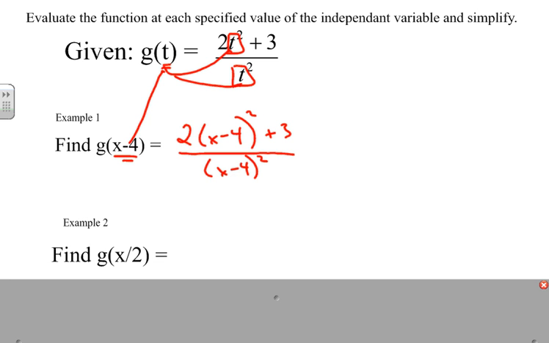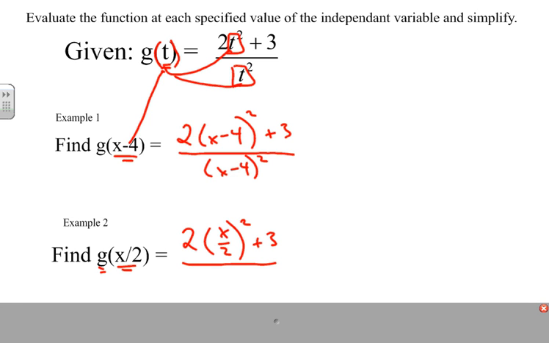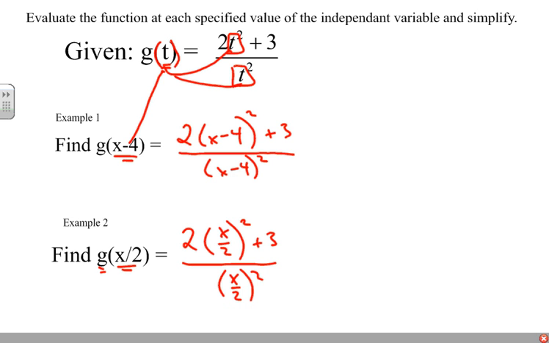We have g of x over 2. G of x over 2. Well, x over 2 is my input. Once again, I'm plugging into both the things that are inside the parentheses. This is function g. And so I have 2 times (x over 2) squared, plus 3, over (x over 2), that quantity squared. And those are my two answers.